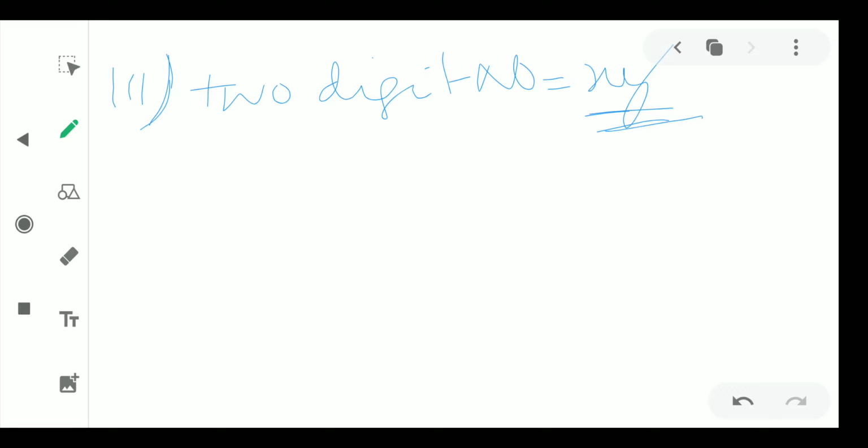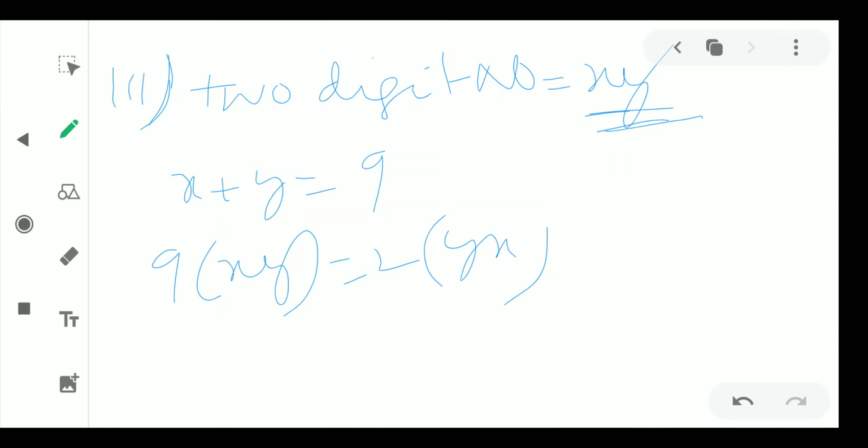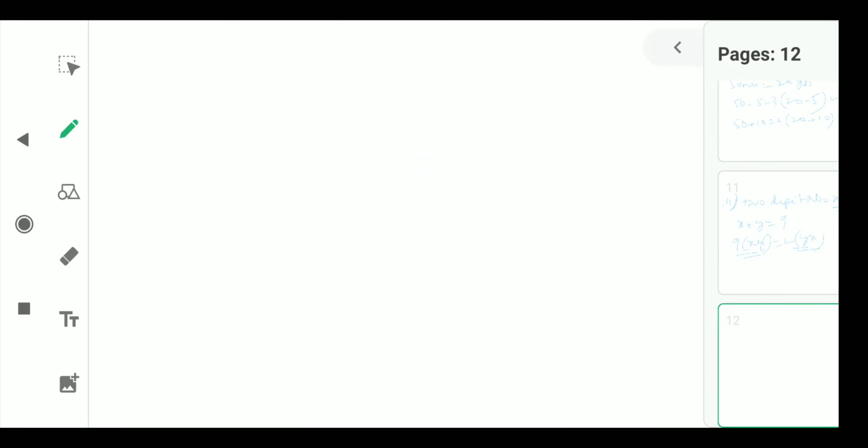Now this number, when I add the digits, means x plus y is how much? It says 9. But 9 times this number will be equal to 2 times the reverse of the digits, meaning yx. See, xy is not equal to yx. Why? Because here x is in the tens place, and y is in the units place. When I reverse, y becomes the tens place and x becomes the units place. Therefore, the difference. So 9 times this is equal to 2 times this. Now we have to solve this one.